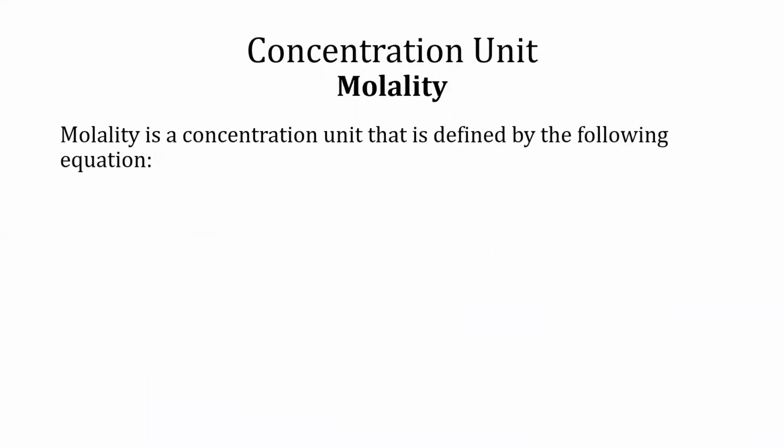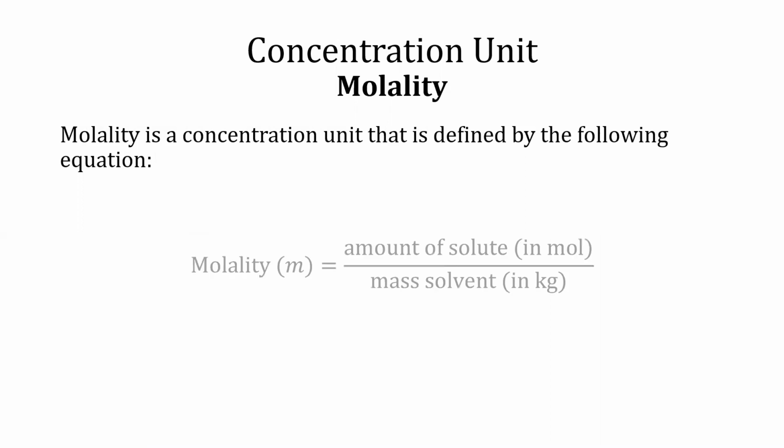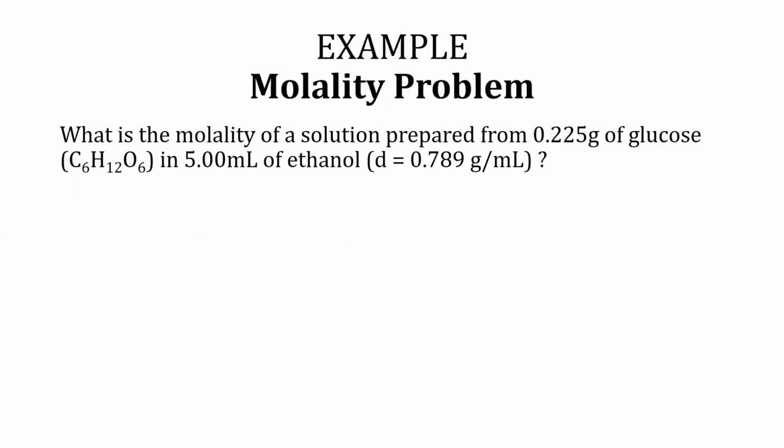Molality is a concentration unit that is defined by the following equation. Molality, or italic m, equals the amount of solute in moles divided by the mass of the solvent in kilograms. An example of a molality problem is: what is the molality of a solution prepared from 0.225 g of glucose, or C6H12O6, in 5.00 mL of ethanol, whose density is 0.789 g per mL?